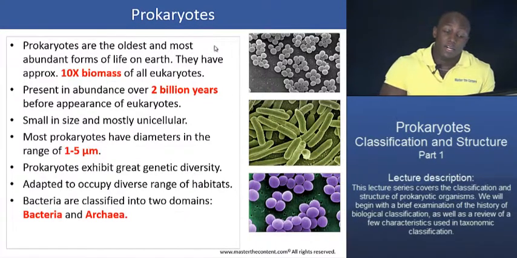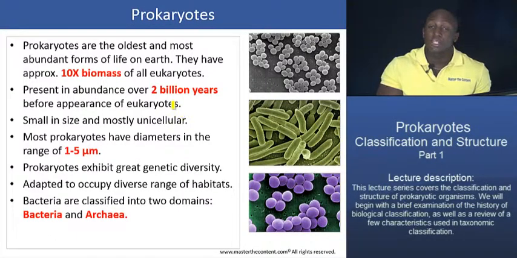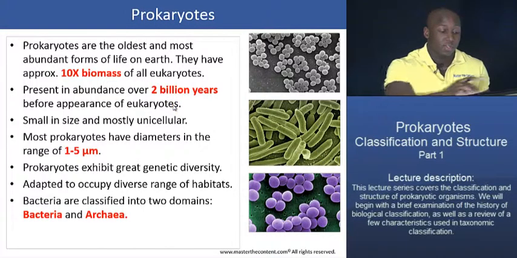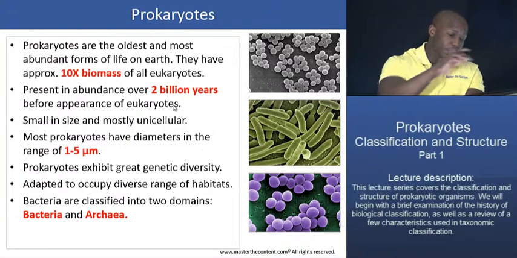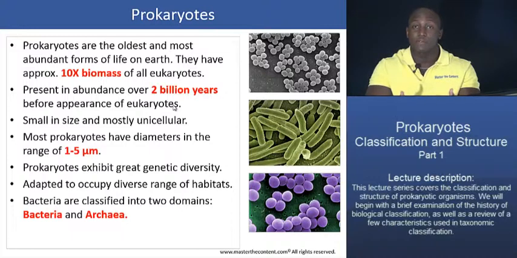Now, prokaryotes in general are very small cells. They're not big. They're usually mostly unicellular, and they have a diameter of about 1 to 5 micrometers. You can contrast that to eukaryotic cells, which have diameters of about 10 to 100 micrometers. Prokaryotes are also a very genetically diverse class of organisms. They grow and reproduce very fast. They have extremely high rates of evolution as a consequence, and for that reason, they exhibit a lot of genetic diversity.